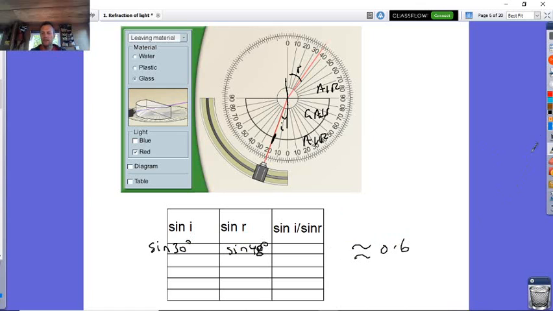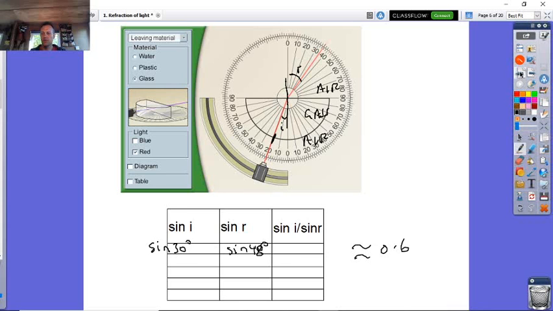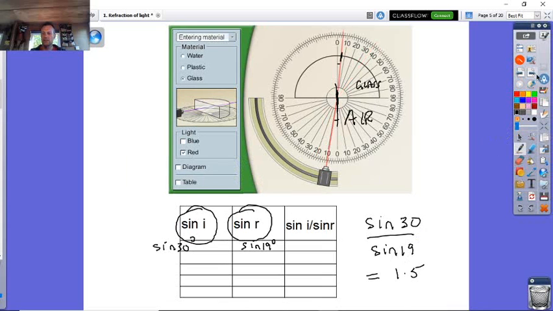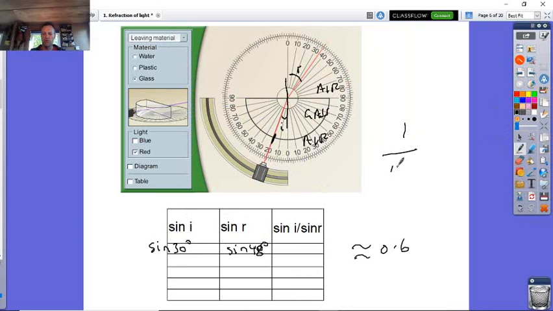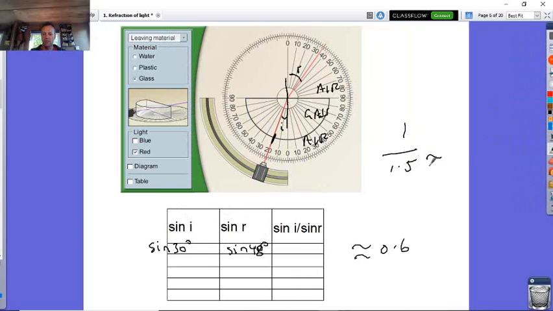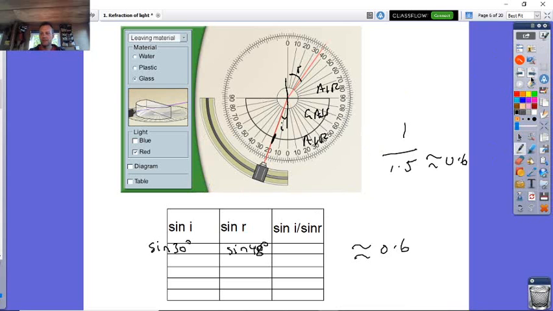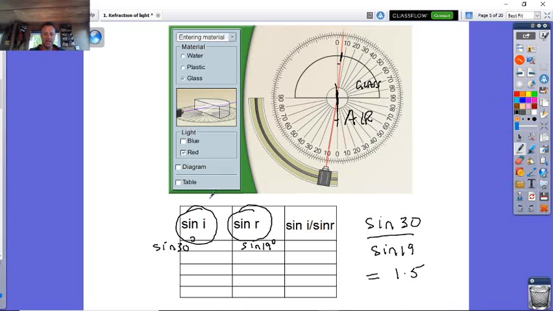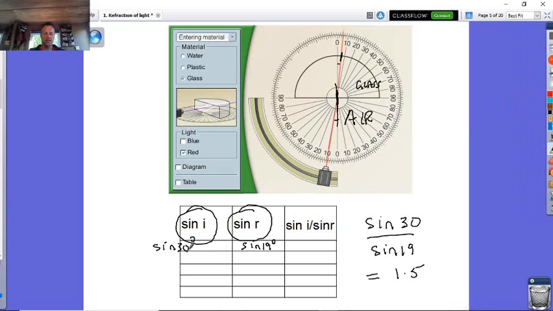Now, compared to here, if you do 1 over 1.5, it approximately equals 0.6. Therefore, they are the reciprocal of each other. That is the link that Snell started to see. He kept doing all of these, the sine of the angle of incidence over the sine of refraction, and he found it was always roughly about 1.5 within experimental error.